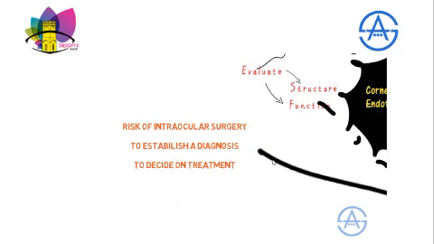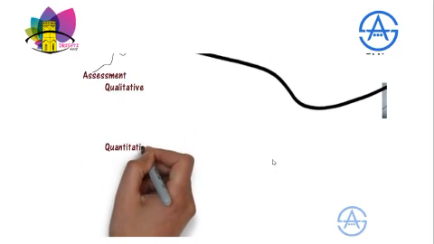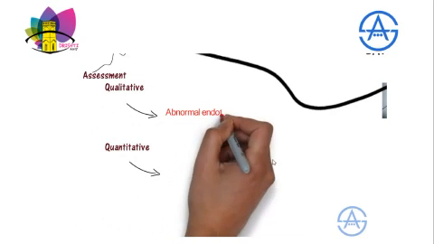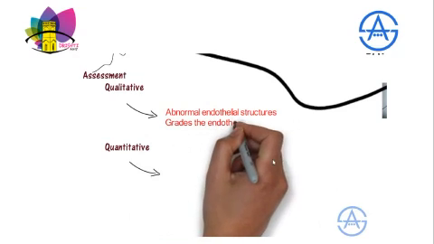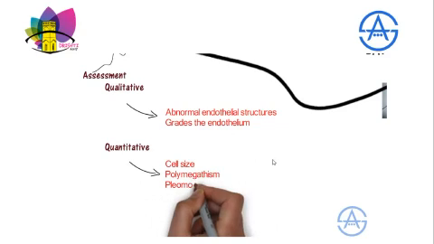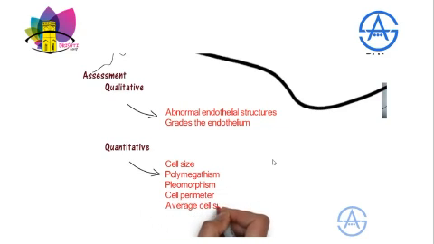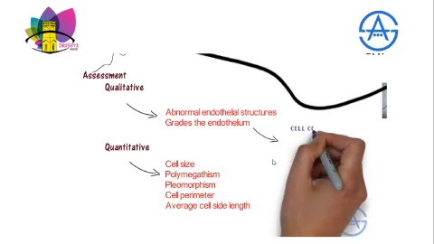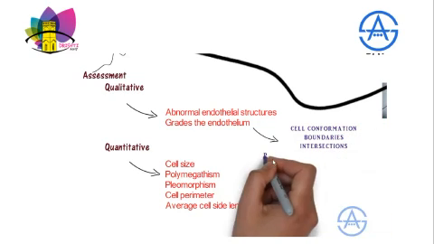So what all are we assessing in a specular microscope? It helps us to make a qualitative and quantitative assessment of the corneal endothelium. It tells us which are the abnormal endothelial cell structures and helps us to assess the grade of the endothelium. We can assess the cell size, presence of any polymegathism or pleomorphism, the cell perimeter and the average cell side length. In grading the endothelium, this looks at the cell conformation, boundaries, the intersections, and the presence of any acellular structures.